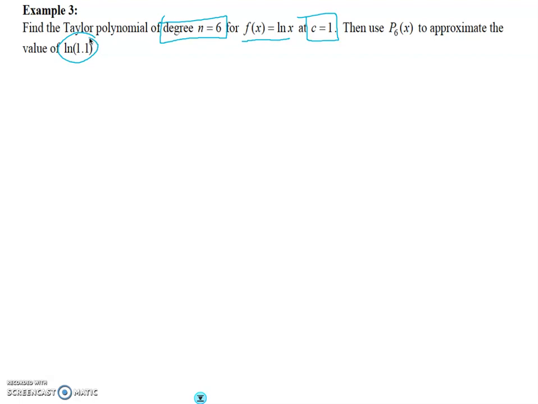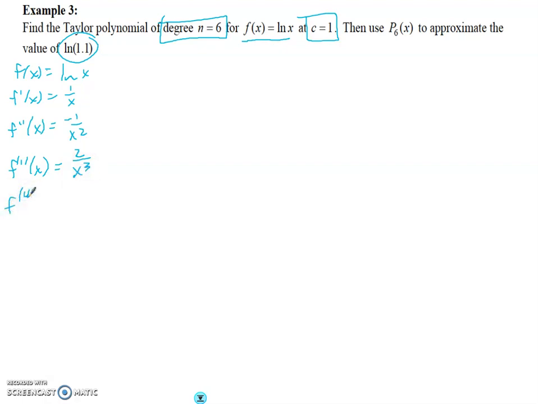So let's start by finding the first 6 derivatives. So we have f of x, which is equal to the natural log of x, f prime of x, which is equal to 1 over x, f double prime of x, which is equal to, so technically we're just rewriting this as x to the negative 1, and then using the power rule, so I've got negative 1 over x squared, f triple prime of x, which is going to be equal to a positive 2 over x cubed.